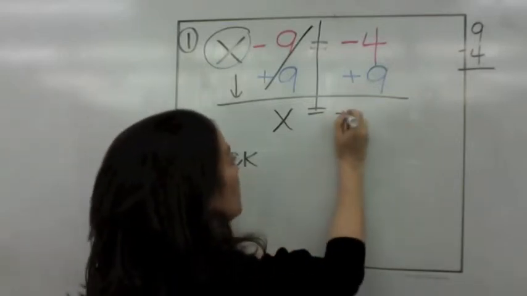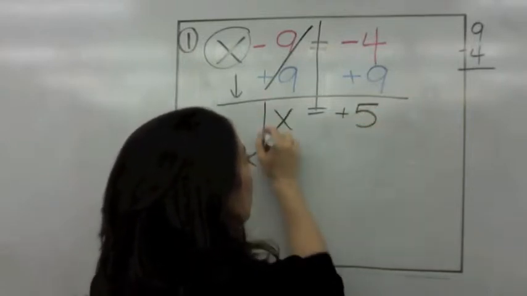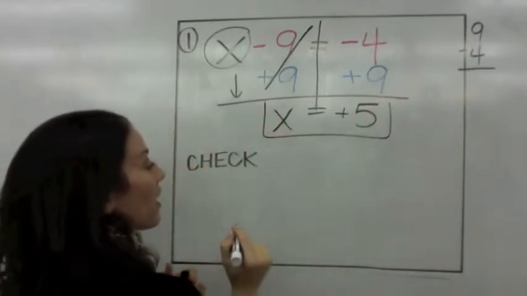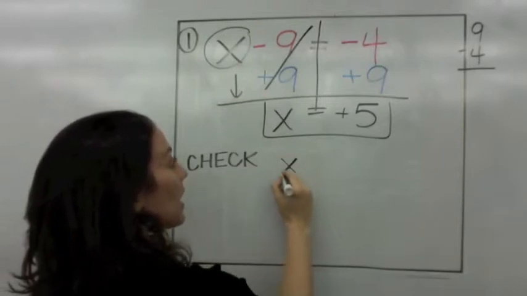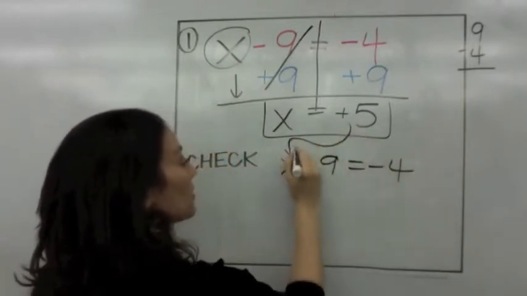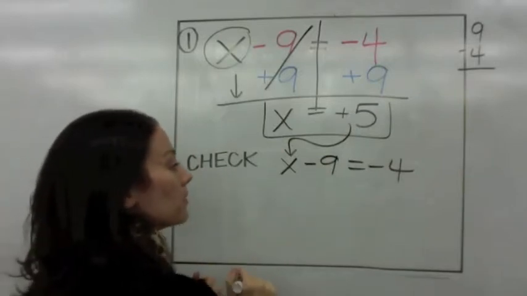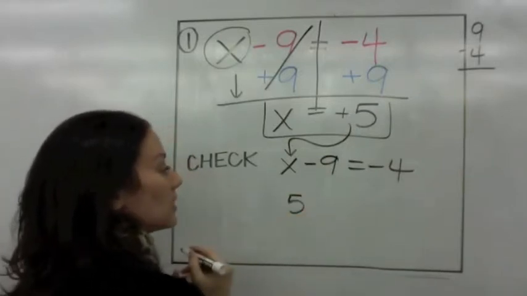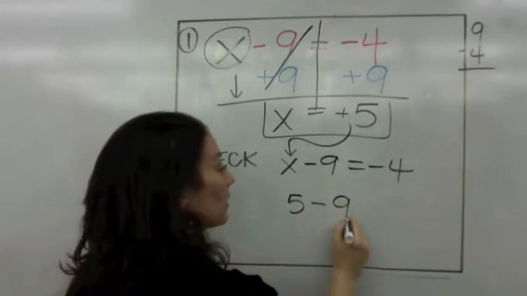So the answer to this one is actually positive 5. Let's check the value of x. The original equation is x minus 9 equals negative 4. We're going to plug in a positive 5 right here, and look what happens. You get 5, which is positive, minus 9.